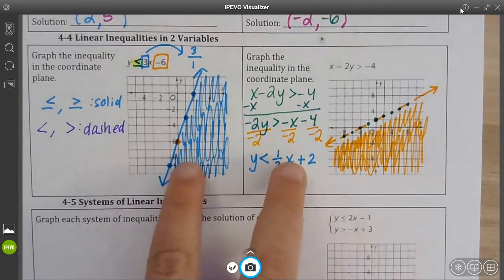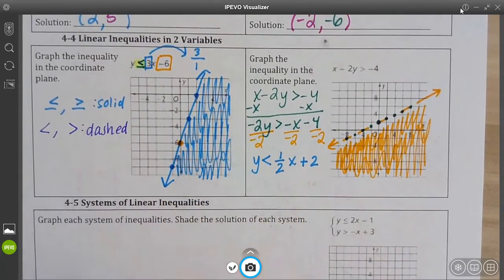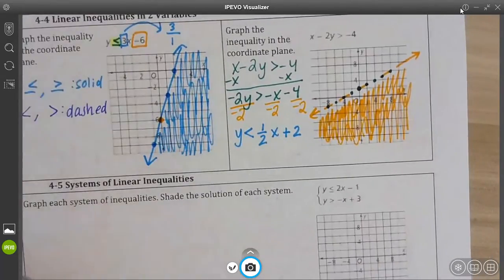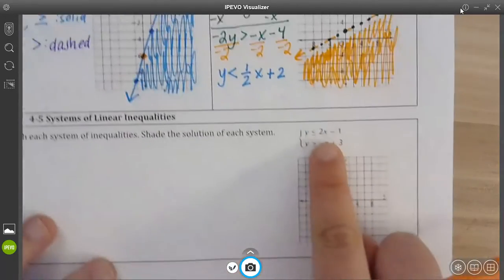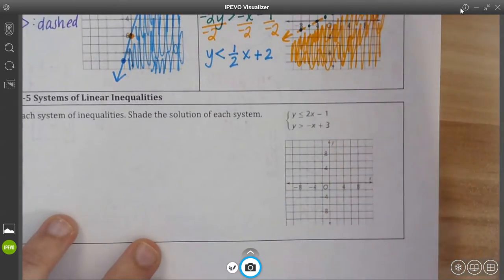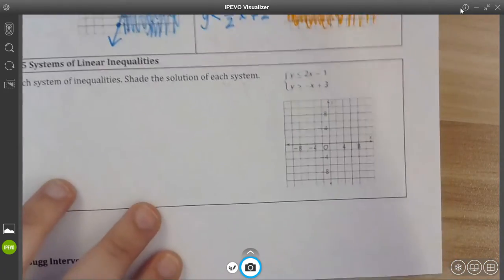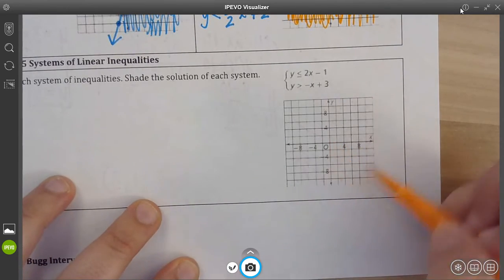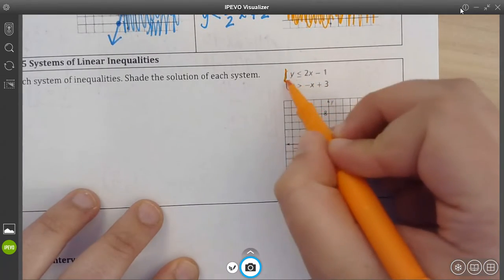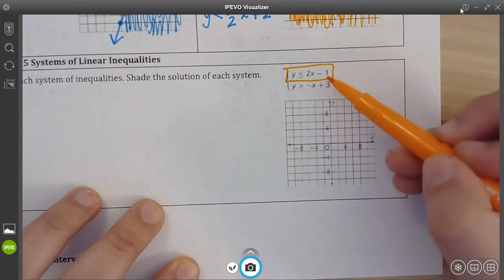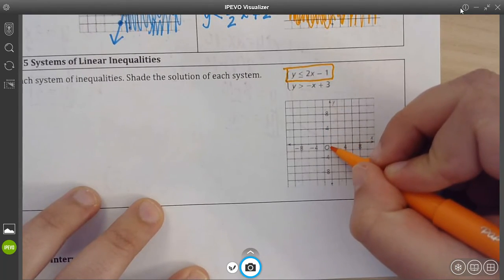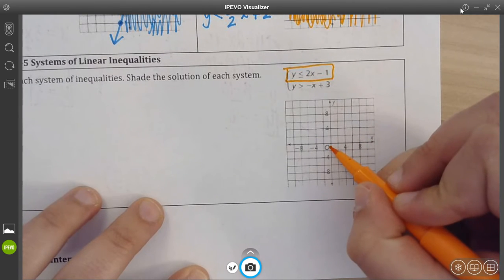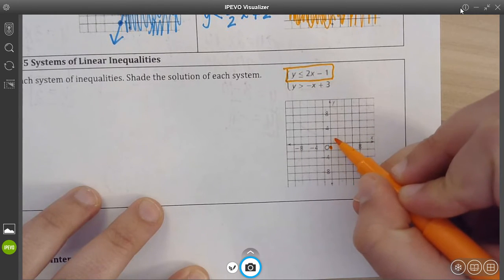Now these two are singular inequalities. The last one that we're going to do is a system of inequalities, which means we're just going to take two equations and we're going to graph them on the same graph. Again, this one has a scale of 2, so we have to be careful. The first one I'm going to do in orange. So I'm going to go down 1, which is really kind of halfway between there, and it has a slope of 2, which means I'm going to go up 2 and over 1.